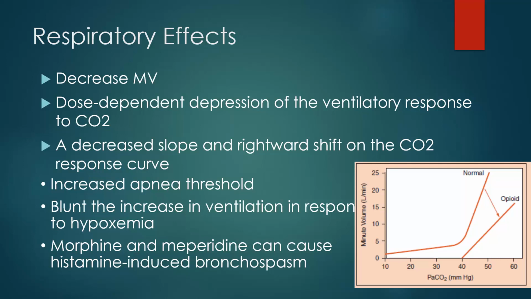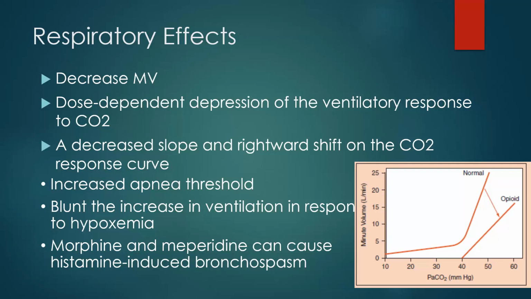The apnea threshold is the highest arterial carbon dioxide concentration without ventilatory effect, and opioids increase it. So if you normally increase your minute ventilation at an arterial CO2 of 40, when you give opioids, this normal response is going to be right shifted. So you start increasing minute ventilation at 45, for example.